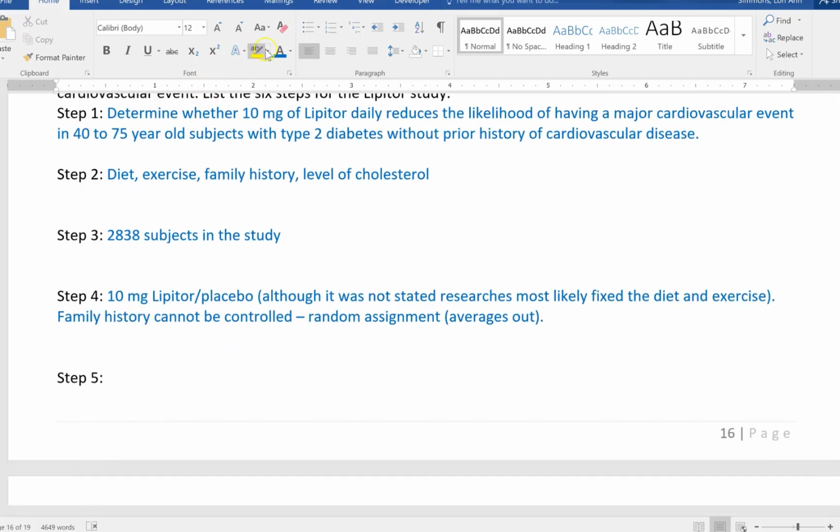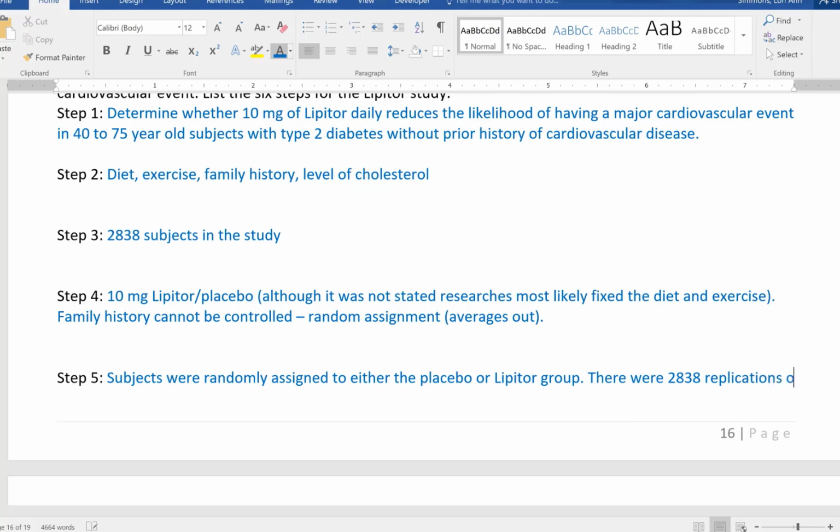Step 5, conduct the experiment. So subjects were randomly assigned to either the placebo or Lipitor group. There were 2,838 replications of the experiment.